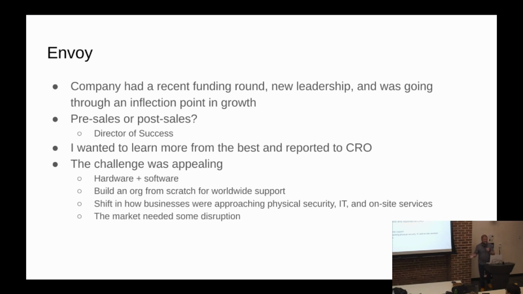I also got to build an org from scratch that would do worldwide support. We were also seeing a shift in how businesses were approaching physical security, IT, and on-site services. It was coming under an umbrella called workplace services. I see that more and more now. We were at the beginning of that trend, and the market needed some disruption.